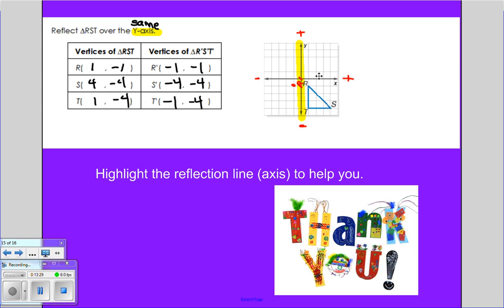S is at negative 4, negative 4. So negative and negative. 1, 2, 3, 4. 1, 2, 3, 4. There's S prime. And then T prime is at negative 1, negative 4. So negative 1 and then 1, 2, 3, negative 4. T prime. And then you're going to carefully, with a straight edge, draw in your triangle. And there you go. It's like a mirror reflection over the y-axis.